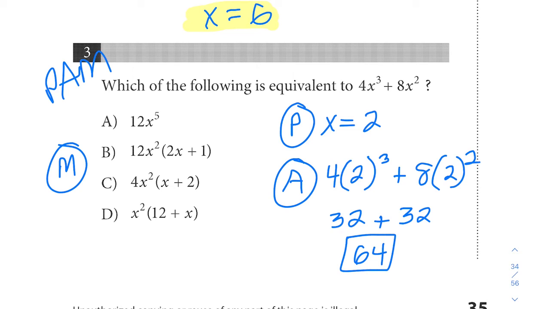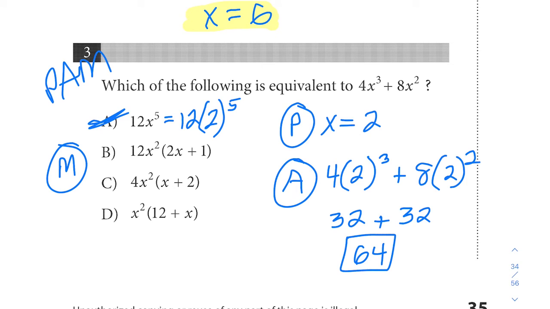For A, this would be 12 times 2 to the 5th. Well, 2 to the 5th is 32. And without even doing the exact math, because 12 times 32 is really difficult to do, but even if I did 10 times 32, I'm already at 320, which means this would be way too big. That's not going to be equal to 64. Let's try the next one.